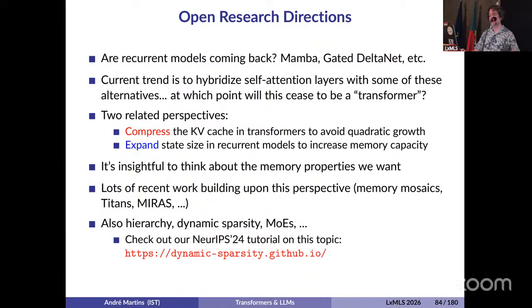There's a lot of recent work built upon this perspective. Memory mosaics is something that Leon Bottou talked very briefly about in his talk. It's work that he did when he was still at Meta. At Google, they are developing things like Titans, Miras, and so on that are also trying to become the new transformer. There's a few other things like hierarchical memories, dynamic sparsity.